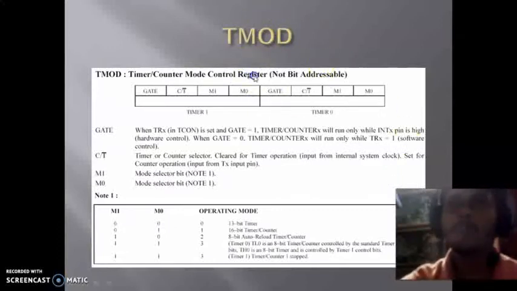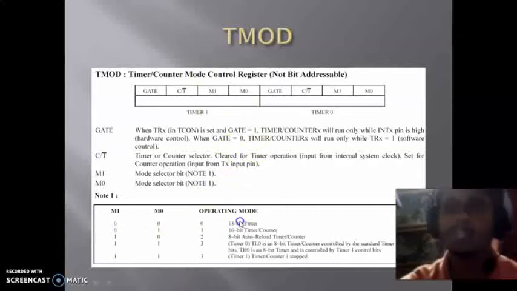Now we have the TMOD register, the timer counter control register by which we can control the timer as well as the counter. When the gate is 1, the timer counter runs only in external hardware control mode, and if it is 0, the timer or counter operates in software control mode. If C/T bar is 1, it operates in counter mode, and if it is 0, it operates in timer mode. M0 and M1 give us the operating modes of these timers or counters.